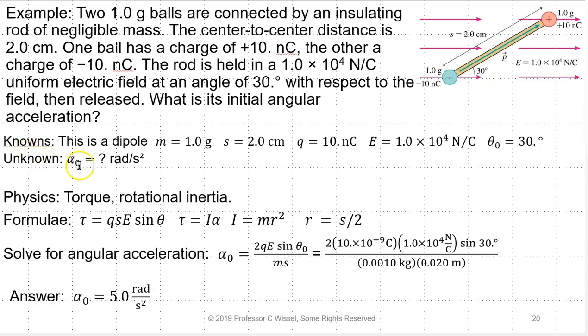Well, the knowns: this is a dipole. The mass is 1 gram. The separation distance is 2 centimeters. q is 10 nanocoulombs. E is 1 times 10 to the 4th newtons per coulomb. And the initial angle is 30 degrees. You'll probably want to convert these to SI. The unknown is the angular acceleration in radians per second squared.